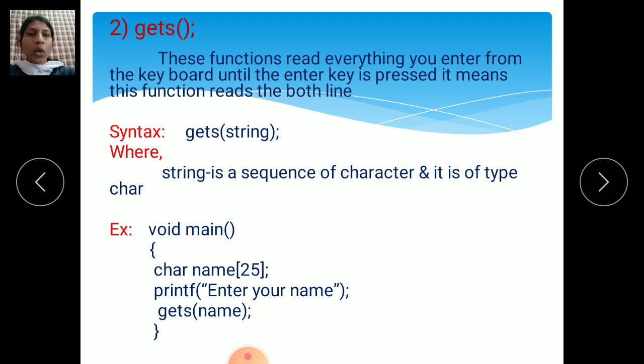For example, void main, char name[25]. What does name[25] mean? In that name you can only use 25 alphabets. If you use more than 25, it will not accept. That is the meaning of this. Then printf enter your name, gets name. So you write down the name using 25 letters.